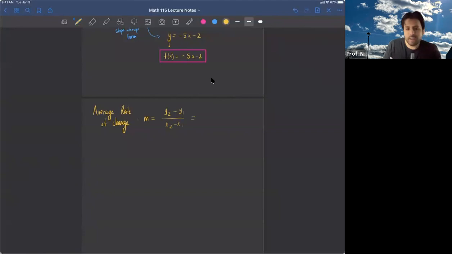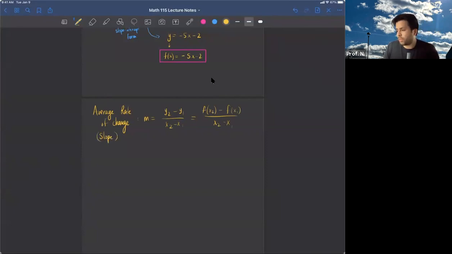Usually, y is a function of x. So we write f(x2) minus f(x1) over x2 minus x1. So average rate of change is really just slope, but we're applying it to functions. That's all it is.